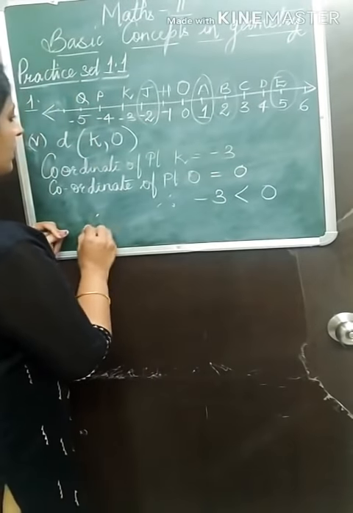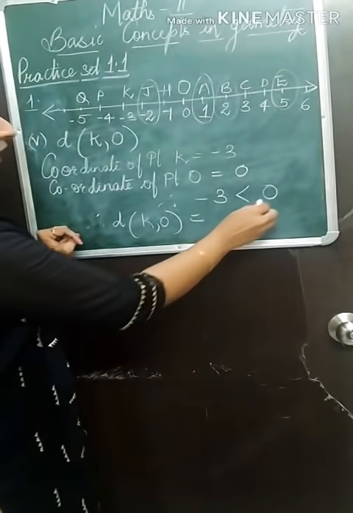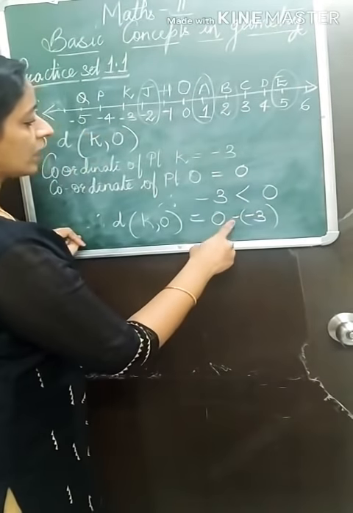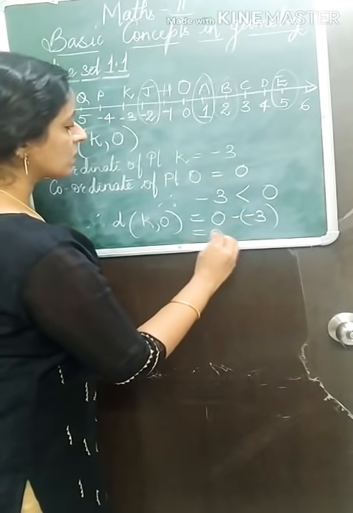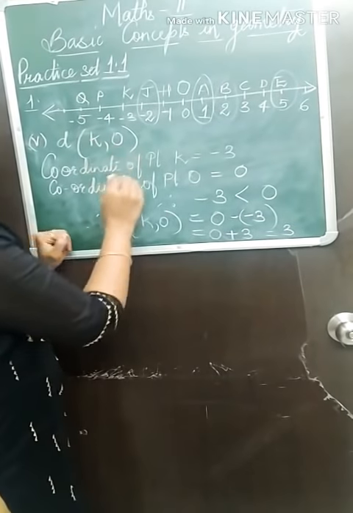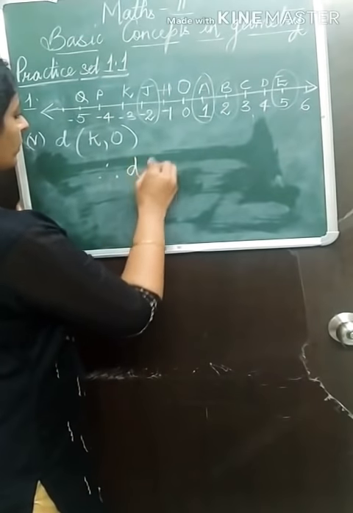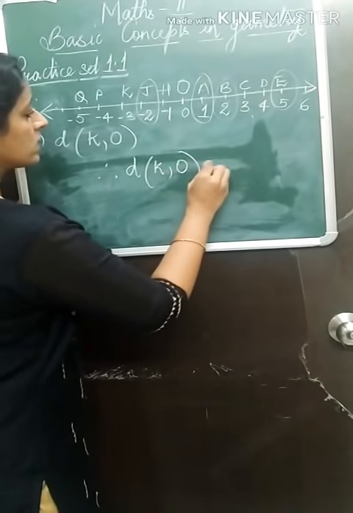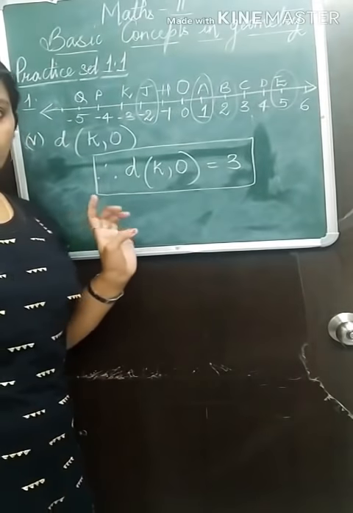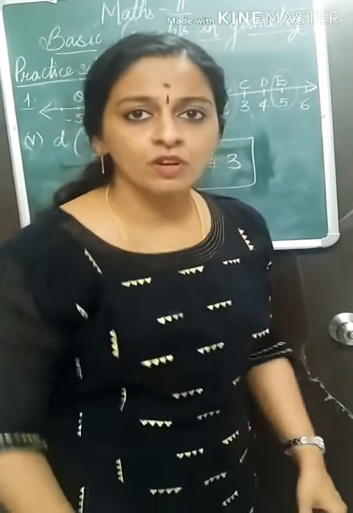Now, therefore, distance between K comma O is equal to bigger number 0 minus smaller number, that is -3. Now again minus and minus will become plus. So 0 plus 3 is equal to 3. Therefore, final answer, you put it in a box, okay? Distance between K comma O is equal to 3. Final answer, you highlight and put it in a box like this. Fine?